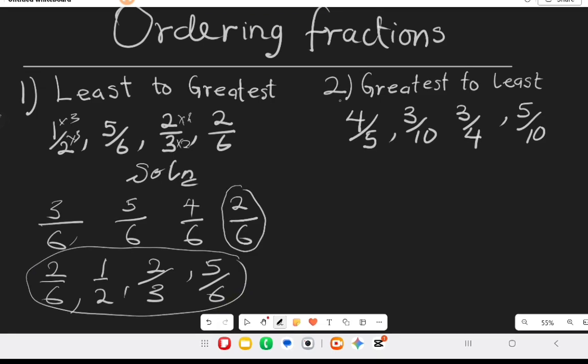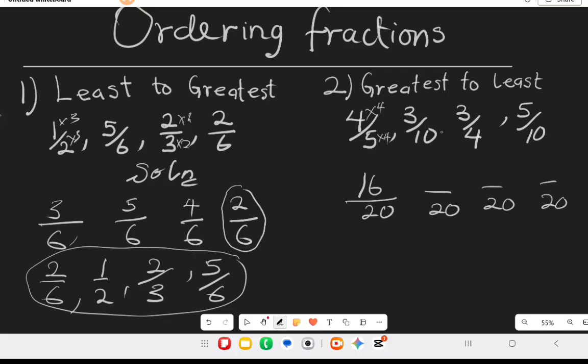We move to the second one, which is greatest to the lowest. We do the same thing. We look for the LCM of 5, 10, 4, and 10. The LCM is 20. Then we make the denominators 20, 20, 20, and 20. What do we multiply by 5 to give us 20? It is 4. 4 times 5 gives us 20. Then we also do the numerator times 4, which gives us 16.